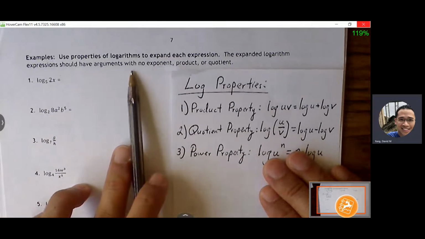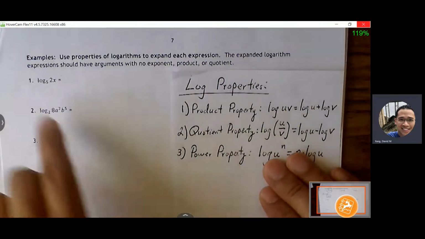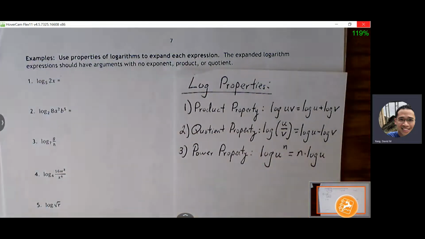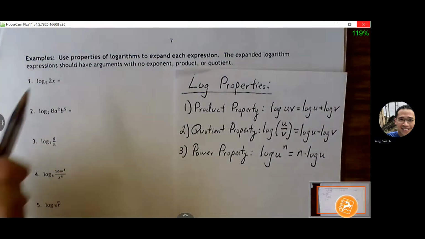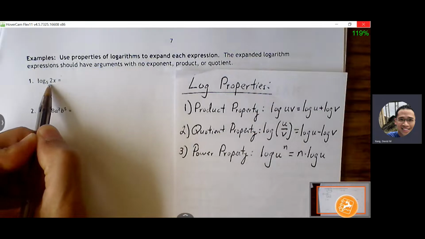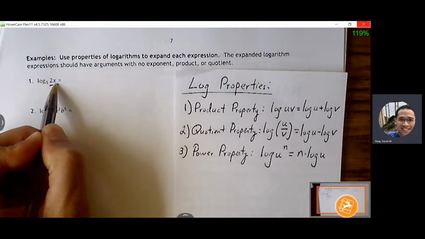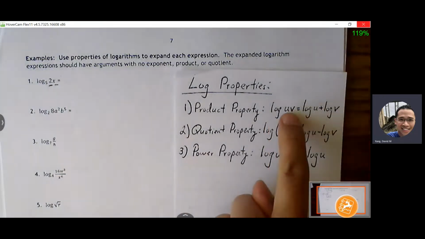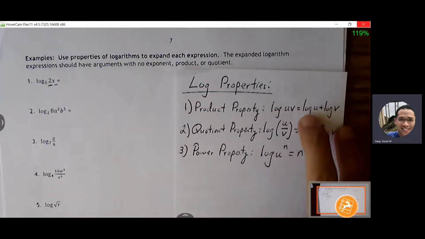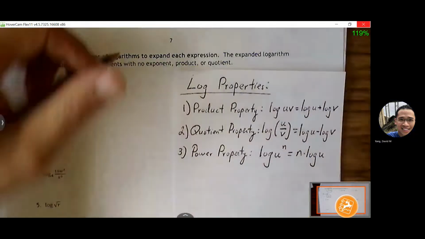Okay, so it says use properties of logarithms to expand. When we expand, we want to get a single term into multiple terms. So we really need to think of the 2 and the x as what we want to expand. This falls into our product property. We can expand into log base 5 of 2 plus log base 5 of x.